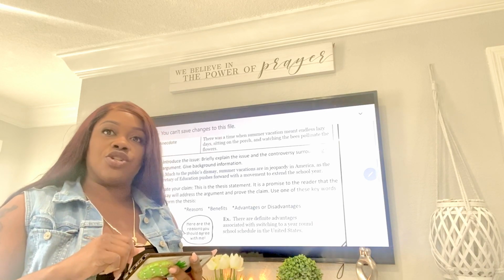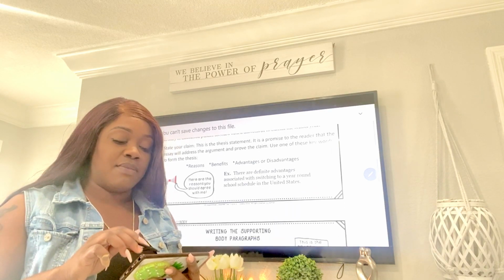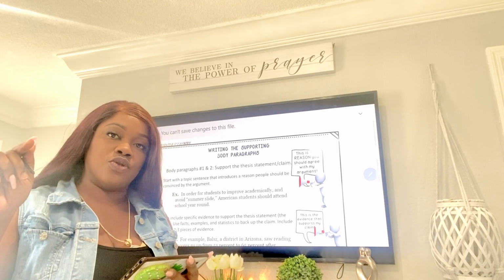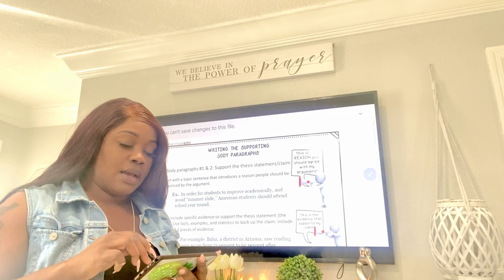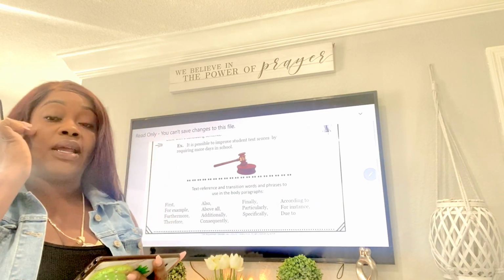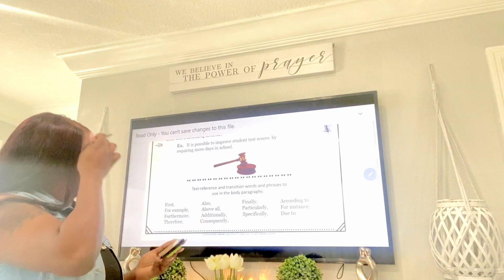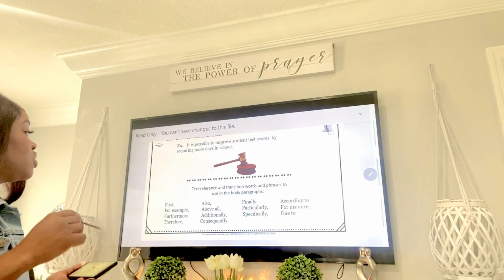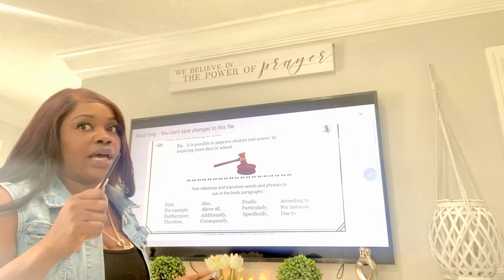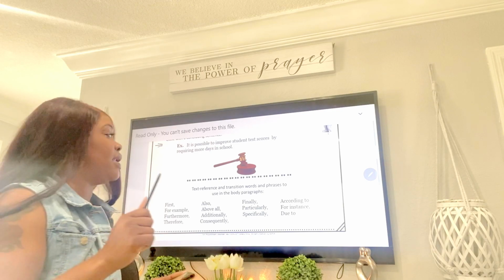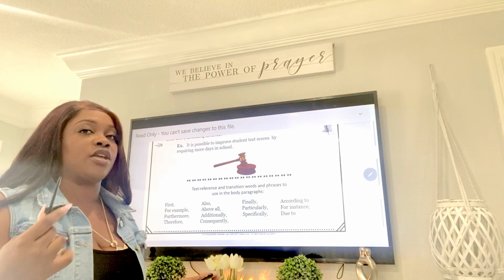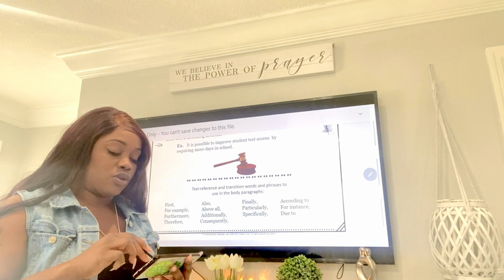You're going to introduce the issue. You're going to state your claim. And then you're going to provide the body, paragraphs 1 and 2, with your supportive evidence. And then your counterclaim. And also, while you're writing, guys, here are some transitional words and phrases that I encourage you, they are a must to use in your writing. First, for example, also, additionally, finally, particularly, feel free to use those in your writing.